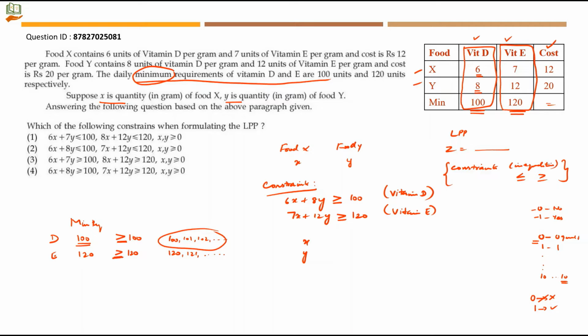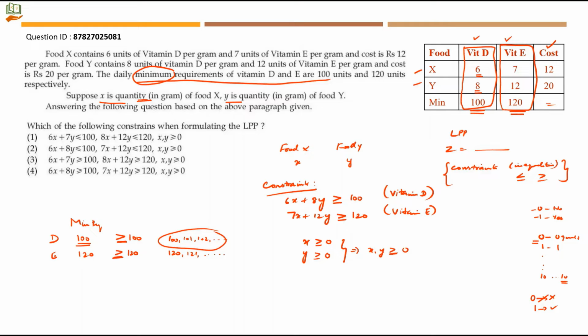So there can be a case where the values can be either 0 or more than 0. So in this case, x can be greater than or equal to 0 and y can also be greater than or equal to 0. This is actually represented as x comma y greater than or equal to 0. Now we will find which constraints are available in this option.